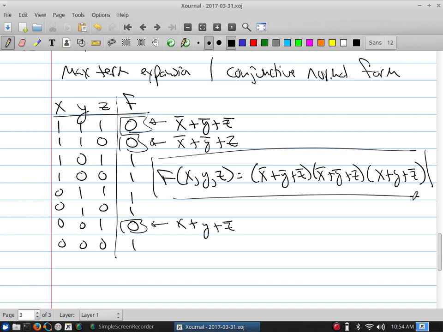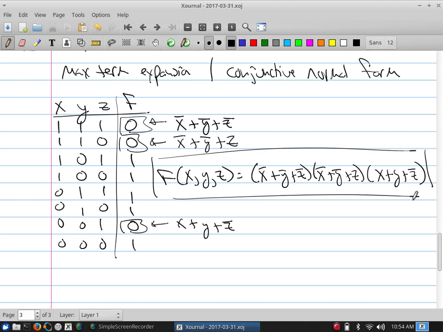On the other hand, I could have written this in the disjunctive normal form. What would be the disjunctive normal form? You would focus on the ones. What would generate this first one? X, y bar, z. So it would be x, y bar, z plus x, y bar, z bar plus x bar, y, z plus x bar, y, z bar plus x bar, y bar, z bar. And those would all be the exact same thing.